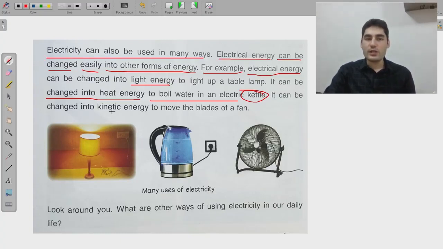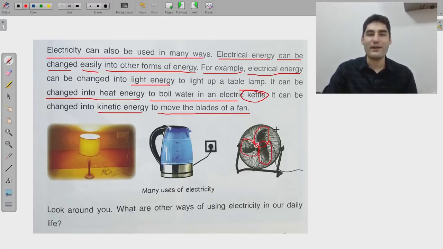Or it can be changed into kinetic energy. Do you remember kinetic energy? We already studied. Kinetic energy is the one that is moving. It helps to move the blades of a fan. Blade. This is called blade. Okay, over here. You see? This fan has 3 blades like this. How many blades does your fan have? They usually have 3 blades.